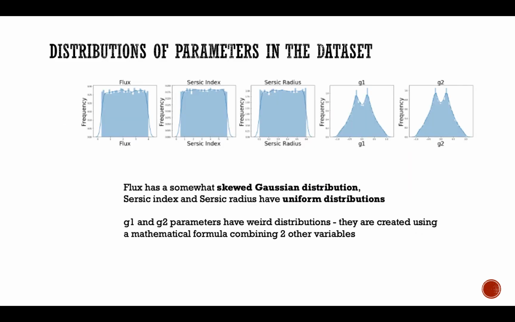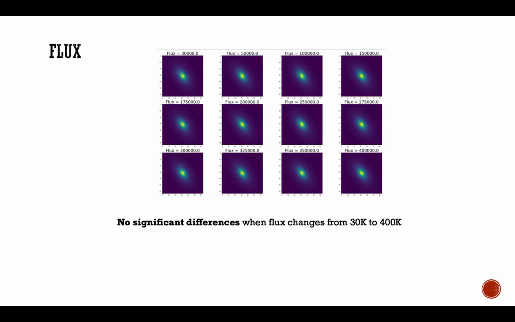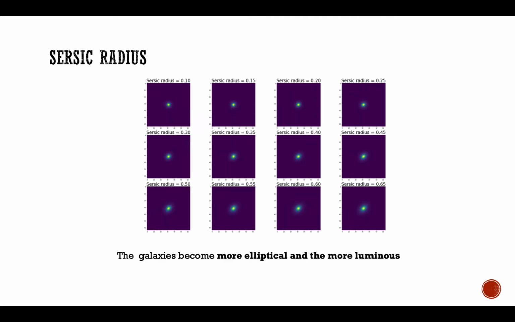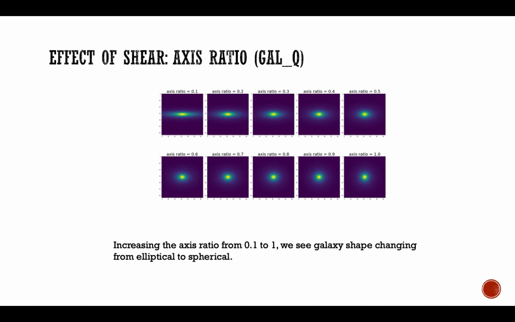The distribution of parameters showed us that flux has a skewed Gaussian distribution, and Sersic index and Sersic radius have uniform distributions. We found that varying flux from 30K to 400K has no significant differences. We found that with Sersic index, the luminous spread is shrinking as you increase it. Galaxies become more elliptical and more luminous as we increase the Sersic index. The axis ratio ranges from 0.1 to 1.